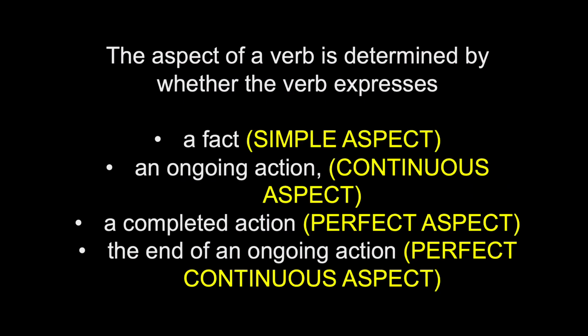And the aspect of a verb is determined by whether the verb expresses a fact, that's a simple aspect, a continuing action, that's the continuous aspect, or a completed action, and that's the perfect aspect. Or the end of an ongoing action. That's the perfect continuous aspect.